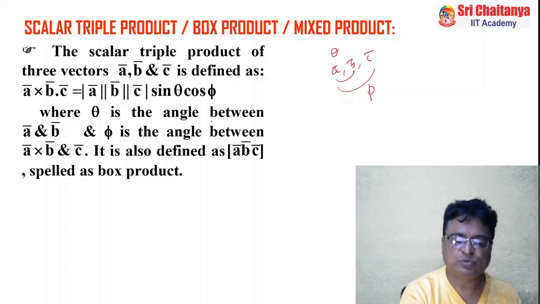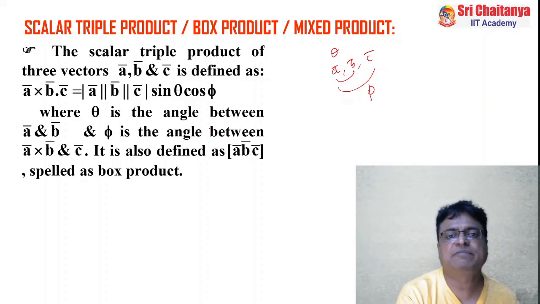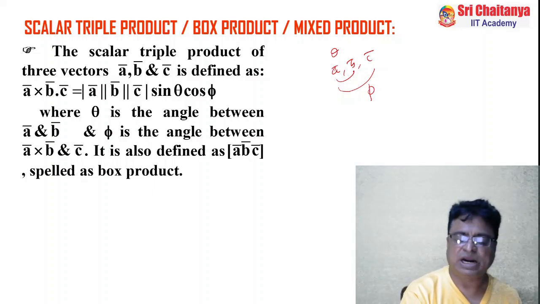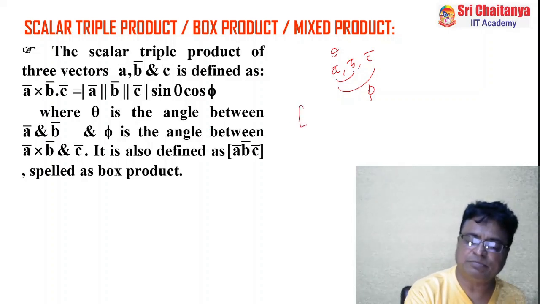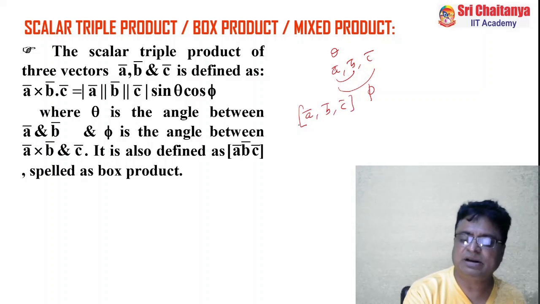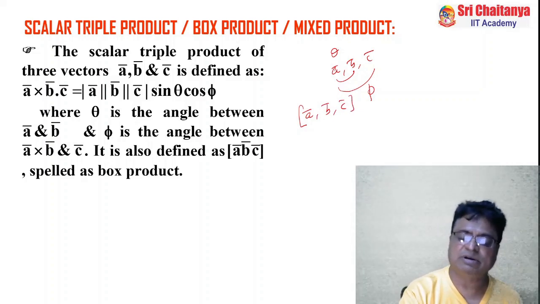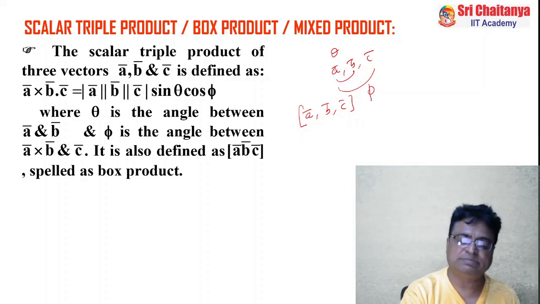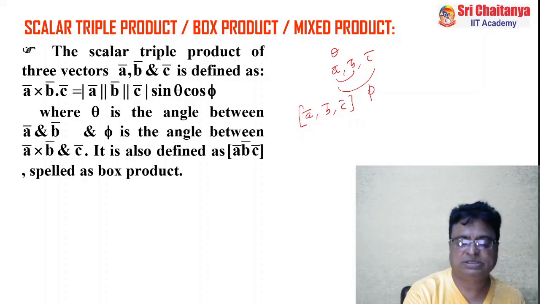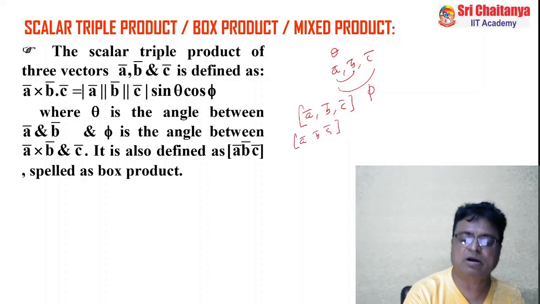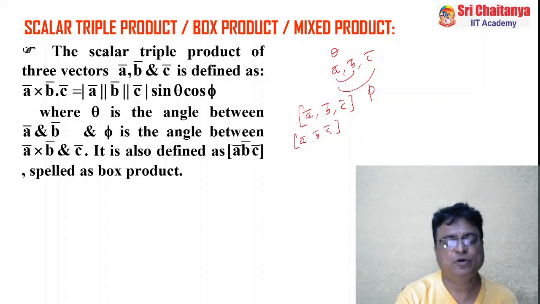Where theta is the angle between A bar and B bar, and phi is the angle between A bar cross B bar and C bar. And simply it is denoted with the box ABC. Some authors separate them by commas; some never separate them by commas. They simply put them in a square bracket, and they write A bar, B bar, C bar, or simply they can call it box ABC, or box product.